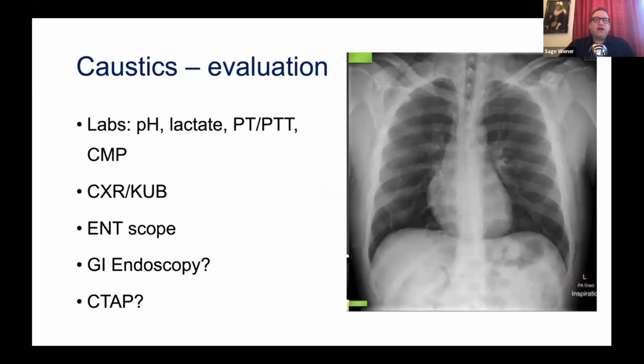So when we're going to evaluate these patients, we're going to typically get our labs on them, and that'll include a blood gas with a lactate, because lactic acidosis is pretty common from the local tissue injury, PT/PTT, and a comp. X-rays to look for signs of perforation, so an upright chest, a KUB. If the patient has any sign of airway injury, then you're going to want ENT to scope them early on. And then I'm going to talk about the role of GI endoscopy, basically EGD, in these patients.